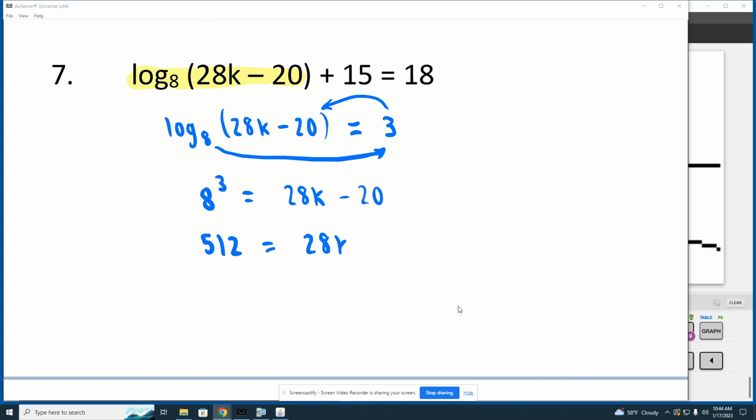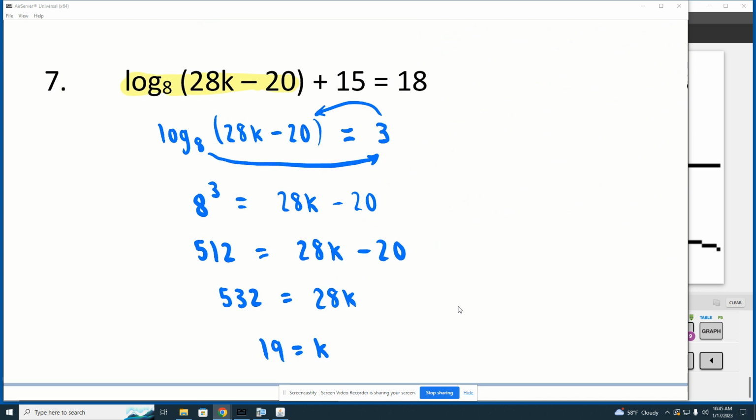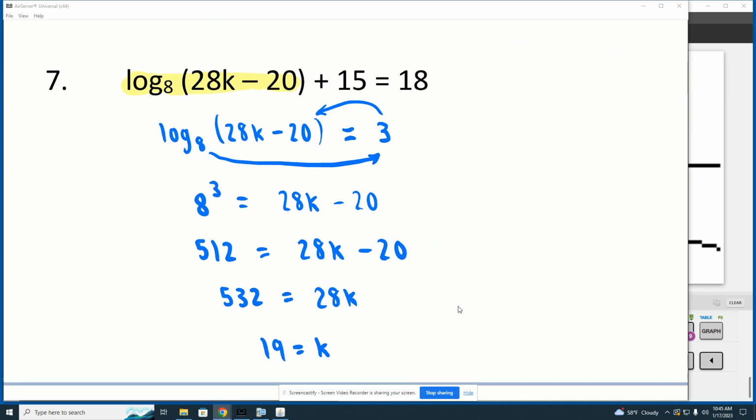And now we simply want to solve for k. So what's the first thing I need to do to solve for k? Not mine, it is negative. So I what? I add 20. So that's 532 equals 28k. And then lastly, 532 divided by 28 equaled 19. So k equaled 19. So there it is, guys. That's how you solve. And thankfully 7 and 6 gave us both perspectives, whether log equals log, drop the logs, or log equals a number, rewrite as an exponent. We got to see both of them.